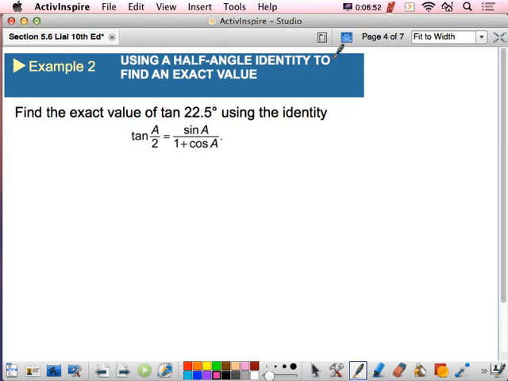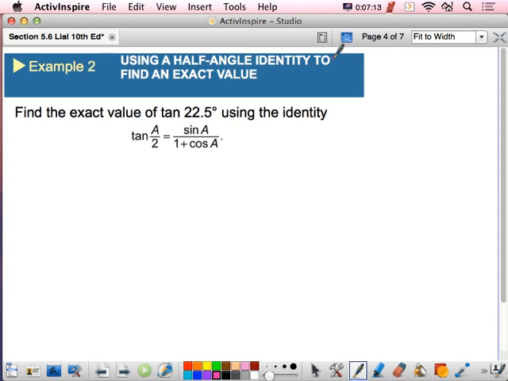For our next example, we're going to find the exact value of the tangent of 22.5 degrees using the identity tangent of a over 2 equals sine of a over 1 plus cosine of a. So since it's a tangent, we actually have three options, but they told us which one to use. So we'll do that. First, we need to substitute in.